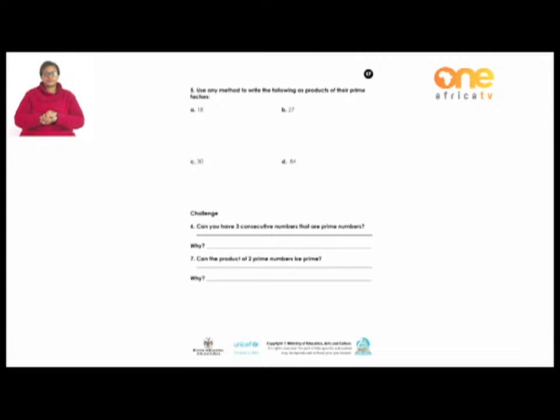It's also a challenge here, which is number 6, for you to try this. Can you have 3 consecutive numbers that are prime numbers? Just a question, yes or no. And there is also space for reasoning why. And then number 7, can a product of 2 prime numbers be prime? You can say yes or no and also give the reason why.